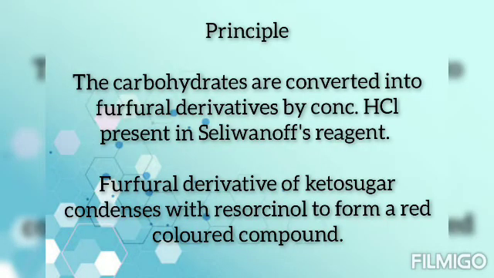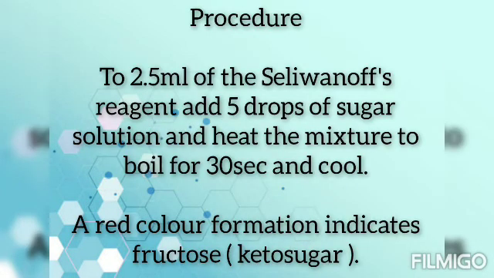Principle: the carbohydrates are converted into furfural derivative by concentrated HCl present in Selivanov's reagent. The furfural derivative of keto sugar condenses with resorcinol to form a red colored compound. Procedure: to 2.5 ml of Selivanov's reagent, add 5 drops of sugar solution and heat the mixture to boil for 30 seconds and then cool. A red color formation indicates a fructose or keto sugar.